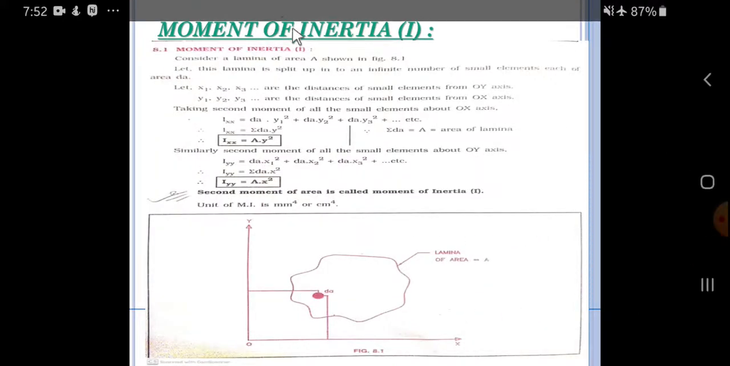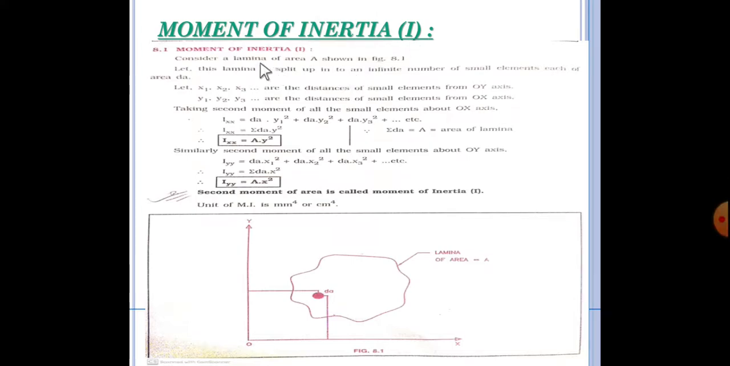So, moment of inertia, that is called I. Moment of inertia means, consider a lamina of area as shown in the figure. Let the lamina be split up into an infinite number of small elements of the area as dA, like this. This is our area and this is our small part. Number of these small parts of this area are there.